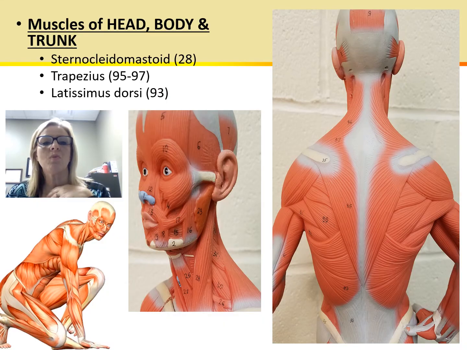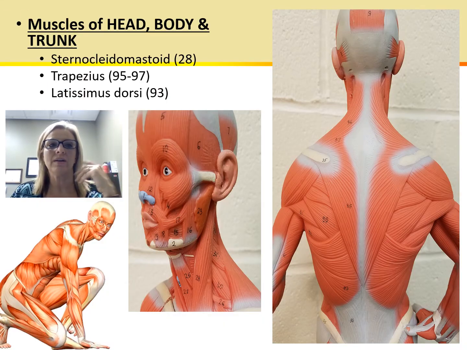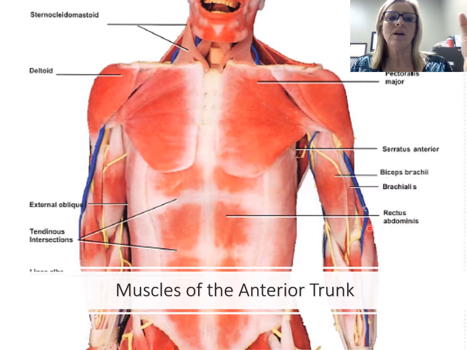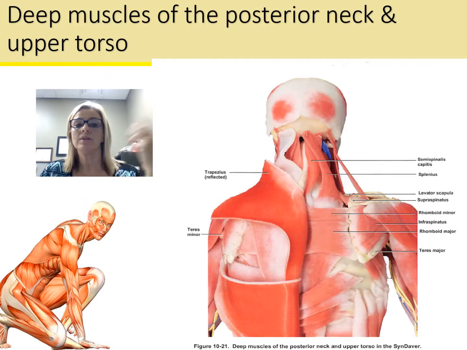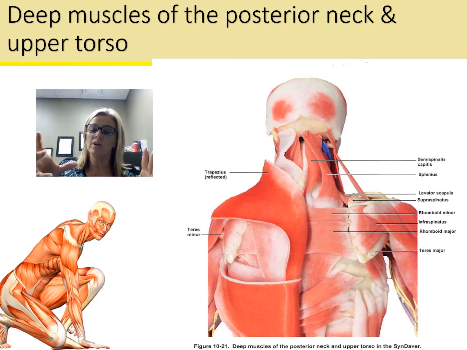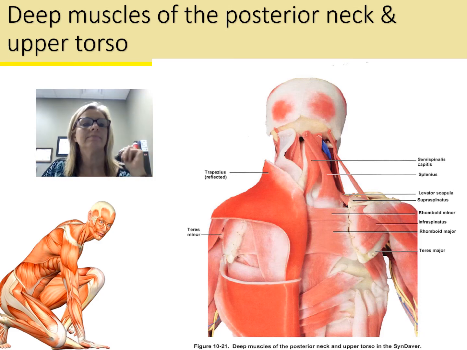All right, so we're moving to more of the muscles of the body and trunk here. Here's our Syndaver, and she is showing us the superficial muscles of the anterior trunk. All right, so here you can see the deeper muscles of the posterior neck and the upper torso. So it's important to remember that these are in layers, and so you need to pay attention to which ones are more superficial and which ones are more deep.